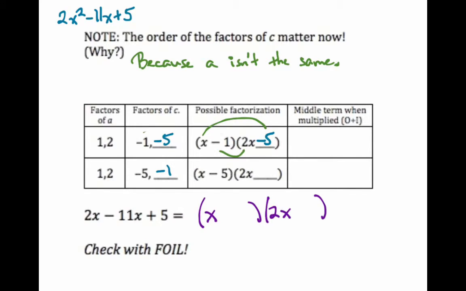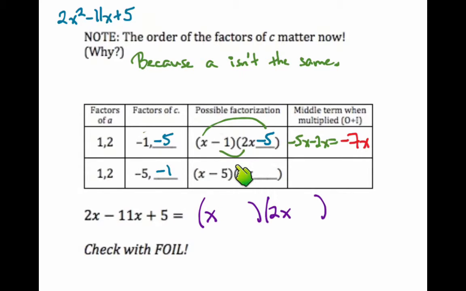Well, so O is going to be x times negative 5, which will give us negative 5x. The I in FOIL will give us negative 2x. And if we add those together, we'll have negative 7x. But we're looking for negative 11x, so that's not going to do it. Let's try again. Let's try with these numbers.